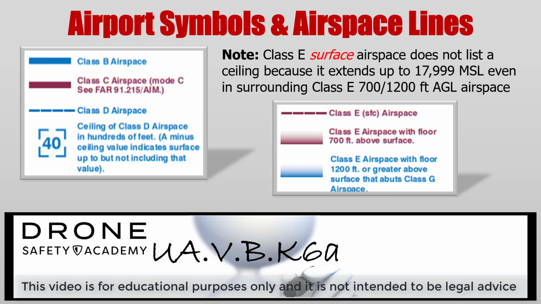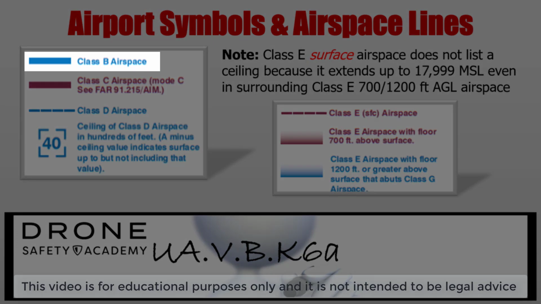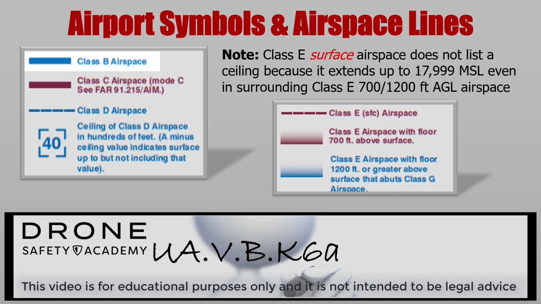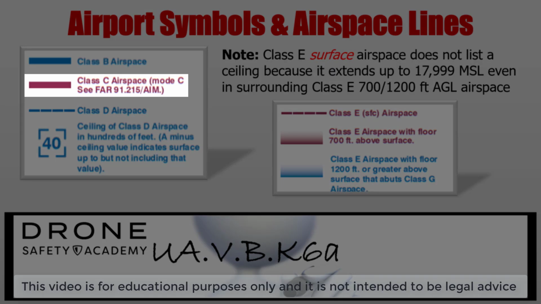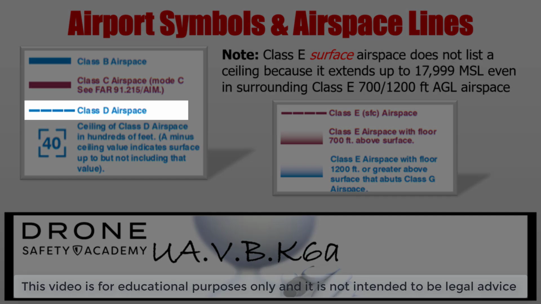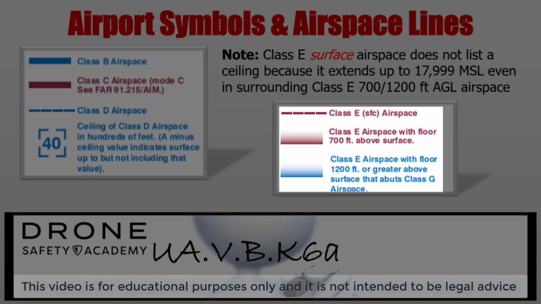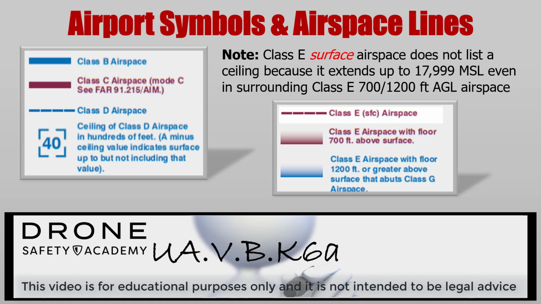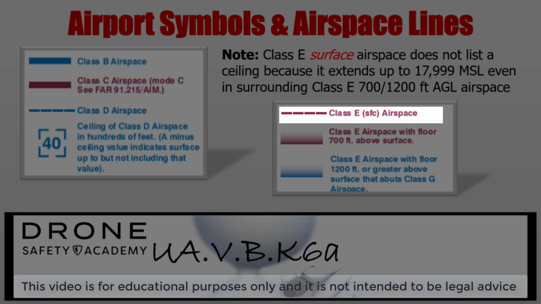Alright, airspace lines for Class B, C, D, and E. Class B airspace is a solid blue line. Class C is a solid magenta line, and Class D is a segmented blue line, and Class E has a few different symbols. The first one is a segmented magenta line indicating a Class E surface.